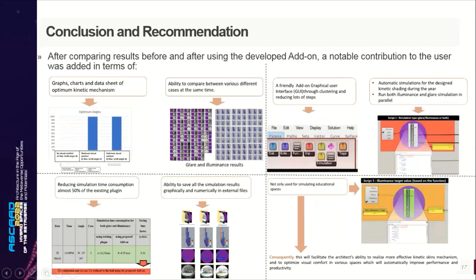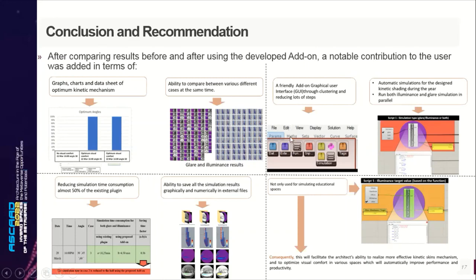Now, as a conclusion, after comparing the results before and after using the add-on, to see the added value of the created add-on, I have done a simulation using the existing plugin and using the new plugin. We have remarked some added value. For example, we can now see when the results are optimum or not. Also, we can see all the results at the same time, so we can do a comparison between glare and illuminance.